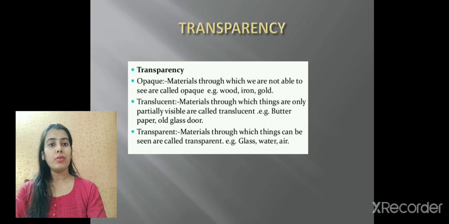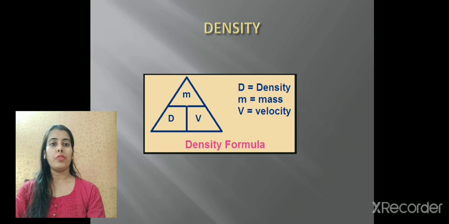Next are translucent objects. These objects partially allow the light to pass through. So the objects which we see through them are partially visible. Example could be butter paper, old glass door also. Next are opaque objects which do not allow us to see through because they don't allow the light to pass through them. Example could be wood, iron, gold, your textbook. You cannot see the person sitting behind the wall of your room. So these are all opaque objects.